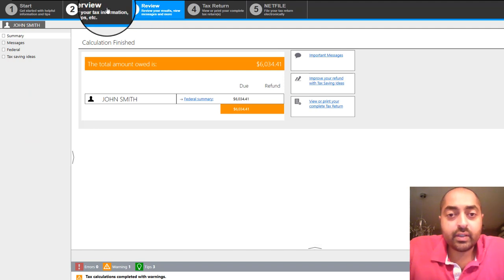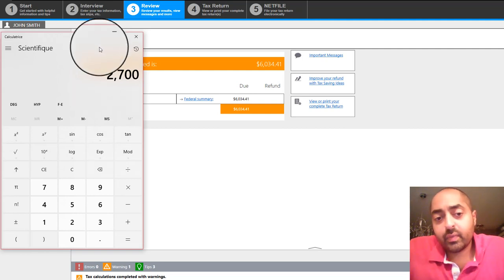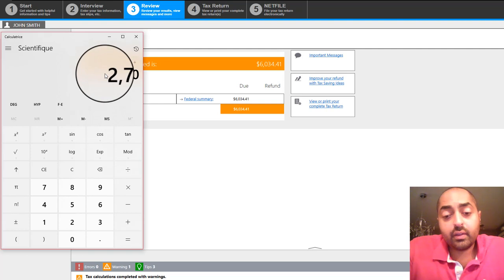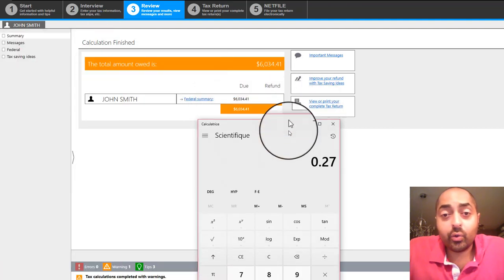So now we're at 6,000. So with a 10,000 contribution, he saved 2,700. So 2,700 on 10,000 is only 27%. So as you can see, it's a much lower savings because he's in a lower tax bracket.